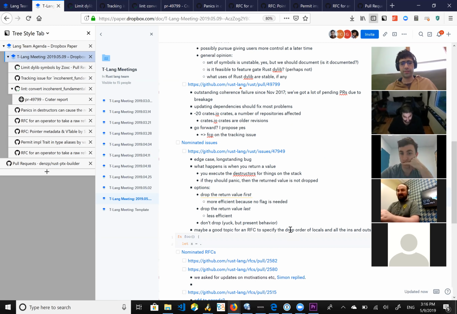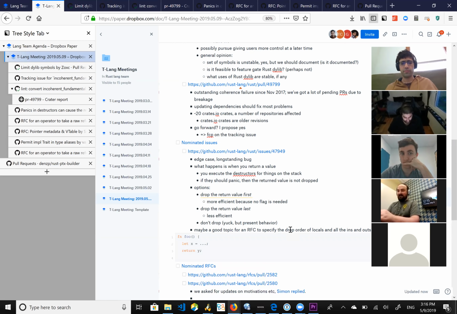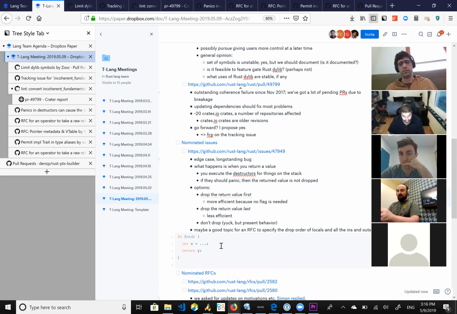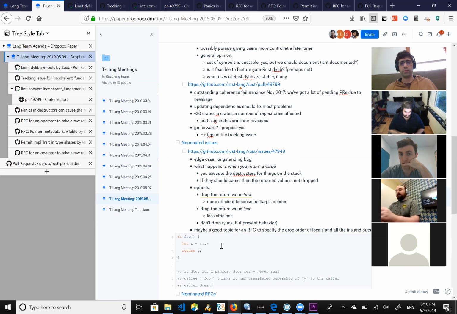If you have a variable like this, and you do this, and you're returning something, and let's say both X and Y have a destructor. If the destructor for X panics, then the destructor for Y never runs. And the reason I believe, though I haven't really verified this, is because the callee, which is foo, thinks it has transferred ownership of Y to the caller, but the caller doesn't know that. So what we were basically saying, we think that the correct behavior is that Y should get dropped before X.